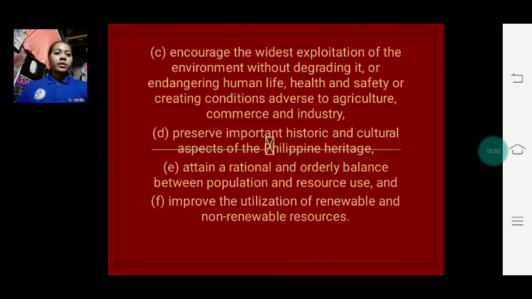C. Encourage the widest exploitation of the environment without degrading it or endangering human life, health, and safety, or creating conditions adverse to agriculture, commerce, and industry. D. Preserve important historic and cultural aspects of the Philippine heritage, attain a rational and orderly balance between population and resource use, and improve the utilization of our renewable and non-renewable resources.